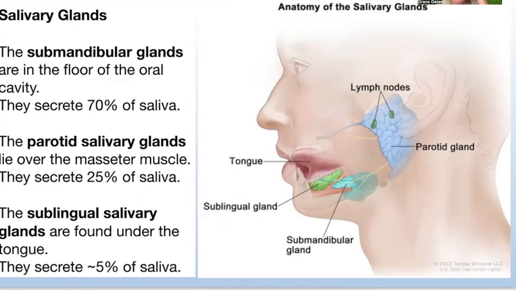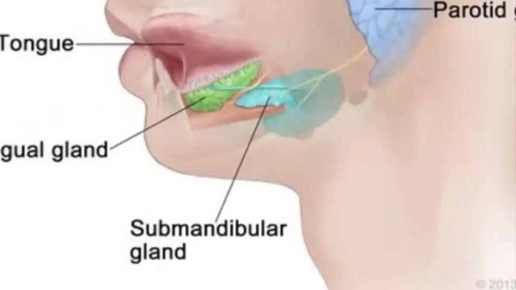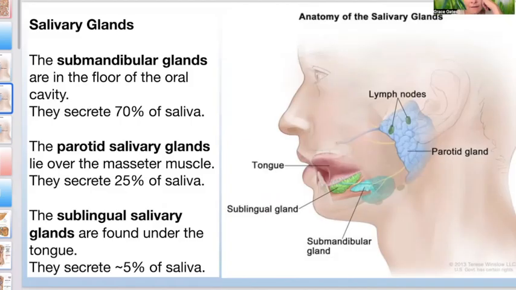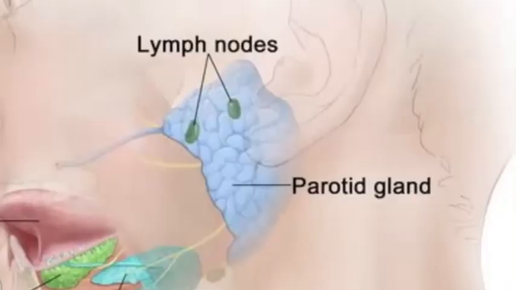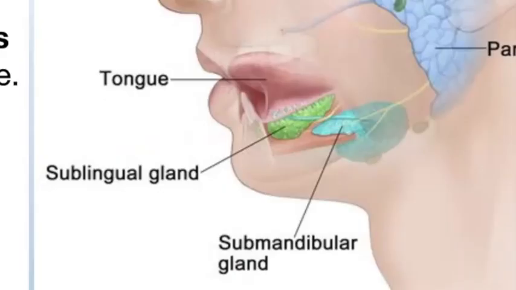They secrete 70% of saliva. In the picture to the right, they are sort of teal color. The parotid salivary glands lie over the masseter muscle. They secrete 25% of saliva. The sublingual salivary glands are found under the tongue. They secrete around 5% of saliva.